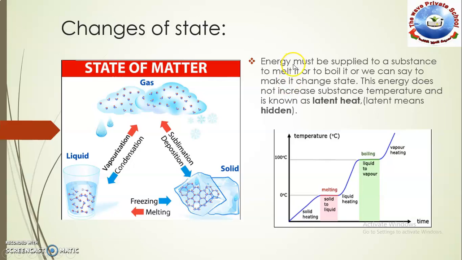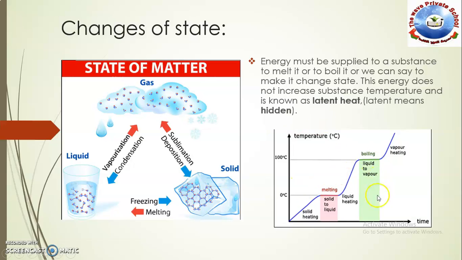So, energy must be supplied to a substance to melt it or to boil it, or we can say to change its state. This energy does not increase the substance's temperature and is known as latent heat. Latent means hidden. To change state from solid to liquid or from liquid to gas, energy must be supplied, and this supplied energy is known as latent heat, where temperature remains constant.